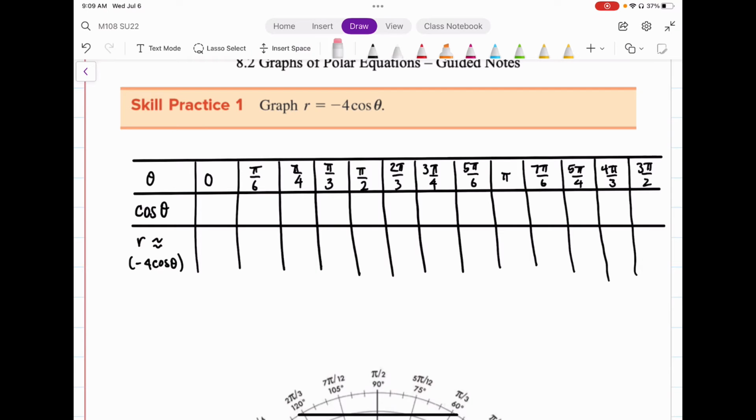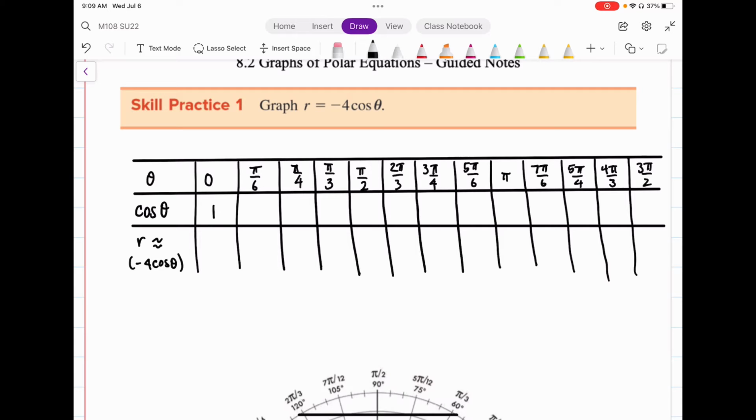In our table, here are the values that I have listed. We're going to go from 0 to 3 pi over 2. And first, I'm going to pull the values of cosine of theta from the unit circle. Now remember that cosine is the x value on the unit circle. At 0, the cosine is 1.